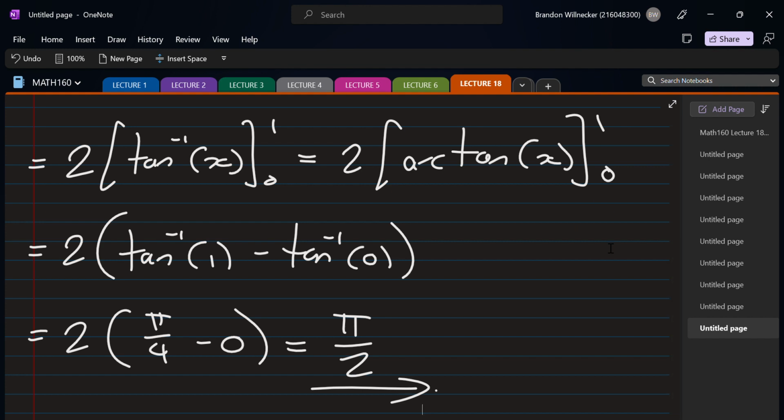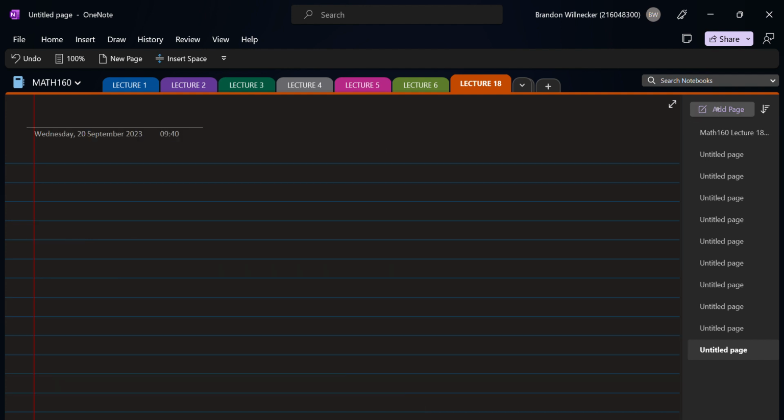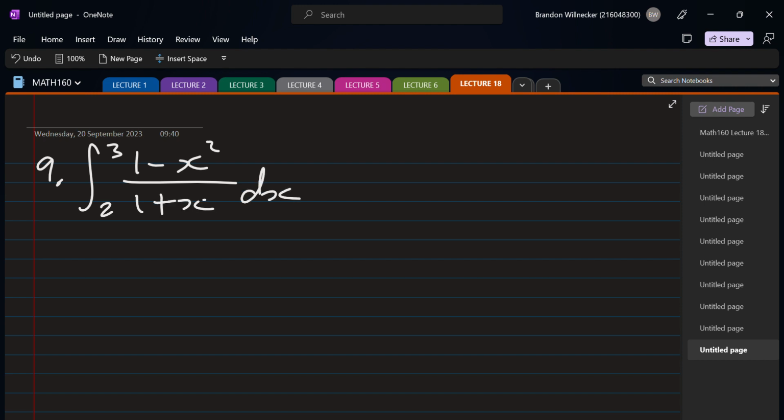Okay, number 9. Okay, so here we have the integral from 2 to 3, 1 minus x squared over 1 plus x dx. So this is called a rational function. You've got a polynomial at the top, polynomial at the bottom. To solve these in general, we're only going to be looking at that next year.